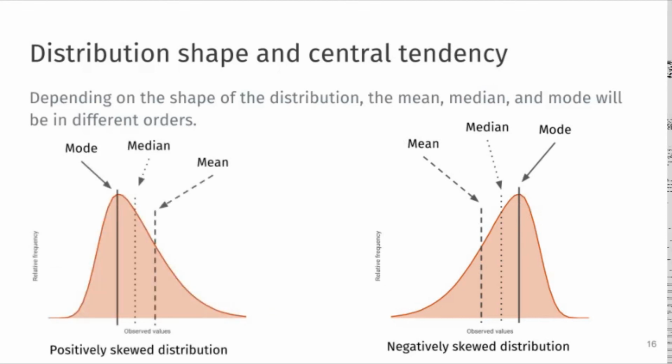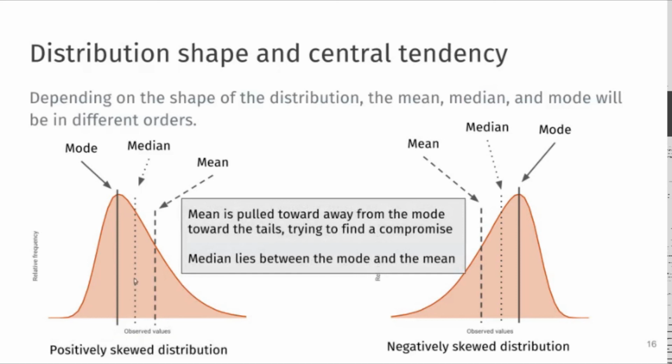And it's just a perfect mirror situation when you have positively skewed distributions. So here's the mode of our positively skewed distribution. The mean is pulled out toward the tail, and the median lies in between. So this is, again, kind of the behavior of the mean trying to find a compromise between all the observed values.